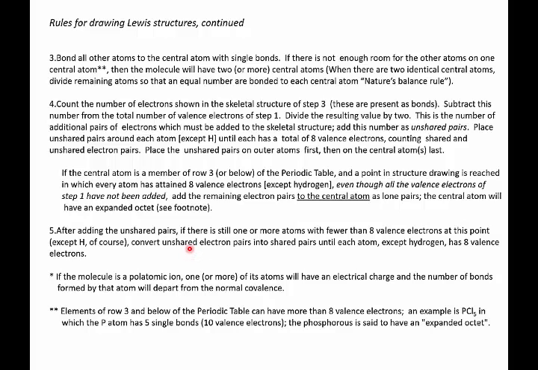Now, in some cases, for example if you have elements in row 3 or below, those central atoms can actually have more than 8 valence electrons. It can be 10 or 12, and such an atom is said to have an expanded octet. You will discover that when you actually sit down and start putting the atoms together, drawing the structure, the central atom will have more than 8, and you just add those extra pairs in.